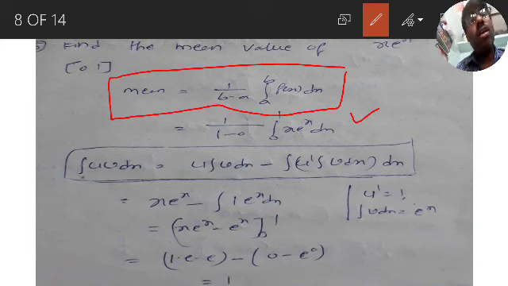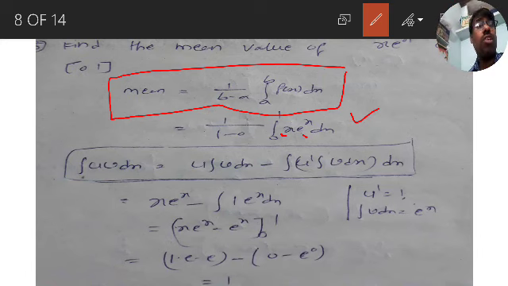Now you see, integration of x into e power of x dx is a product of two functions. You can apply product rule. Before applying product rule, what is the first function and what is the second function? x is an algebraic function and e power of x is an exponential function. In the order ILATE, A is algebraic function, last letter E is exponential function.